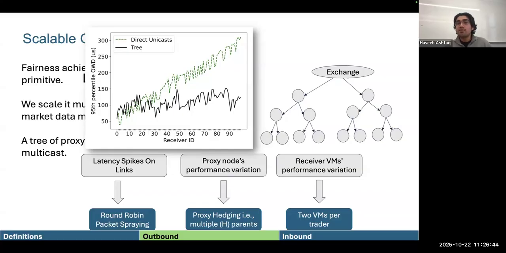And we end up having a multicast mechanism where the latency from the exchange to all of the traders is very much the same. And on top of that, when hold and release is applied, we can easily achieve simultaneous delivery without inflating latency too much.